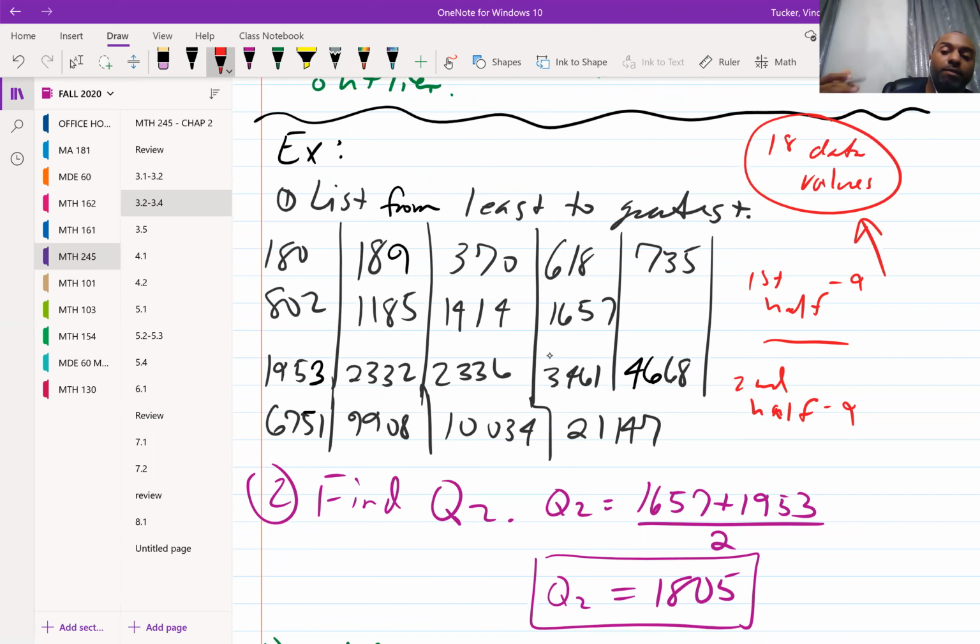So remember, whenever you're trying to find a median, if you have an even number of data values, you have to take your 2 middle values. That's going to be 1657 and 1953. Add them together and divide by 2, and that will be your median. If it's an odd number of data values, you just take the middle. But if you have an even number, you take your 2 middle values, add them together, divide by 2.